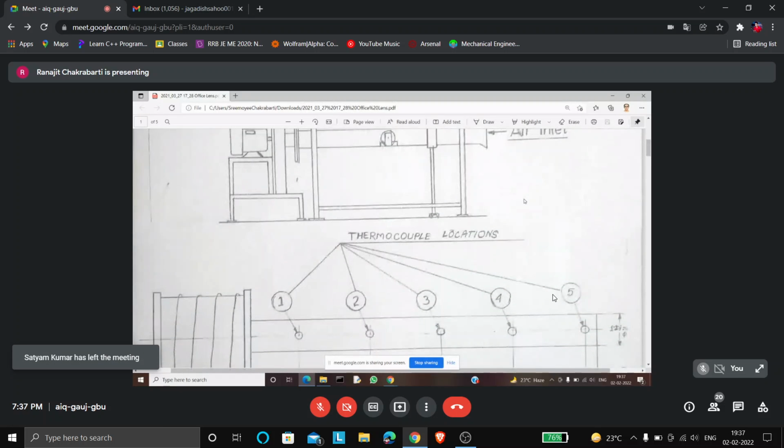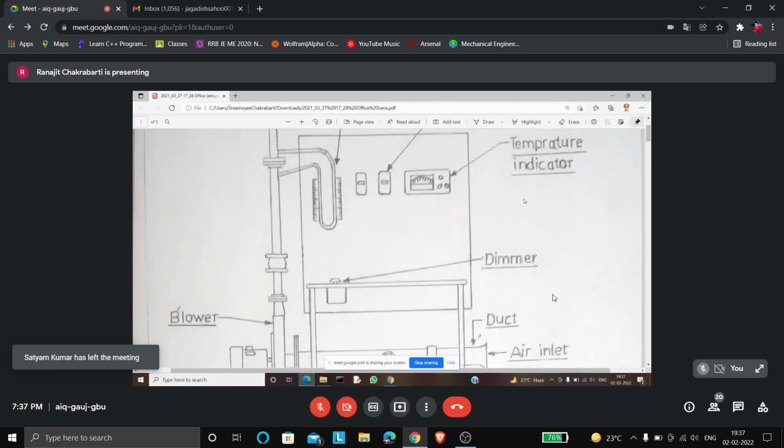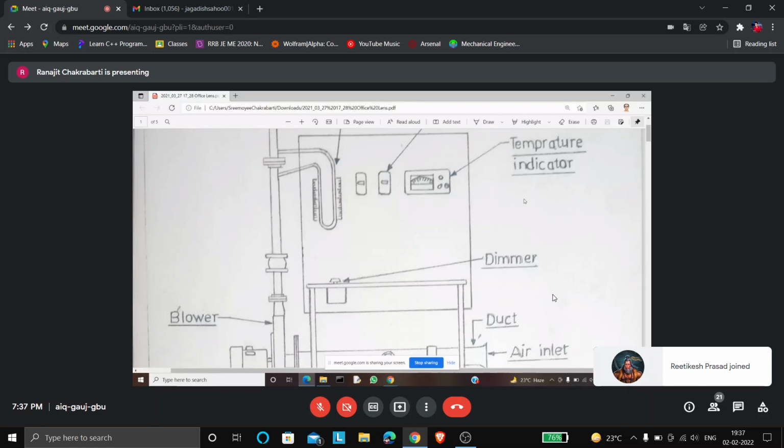So after we do that... Sir, what is the purpose of the thermocouple? Hello, sir? Sir, what is the purpose of the thermocouple, sir? The function, you want to know, is to measure the temperature, record the temperature. Okay, sir.